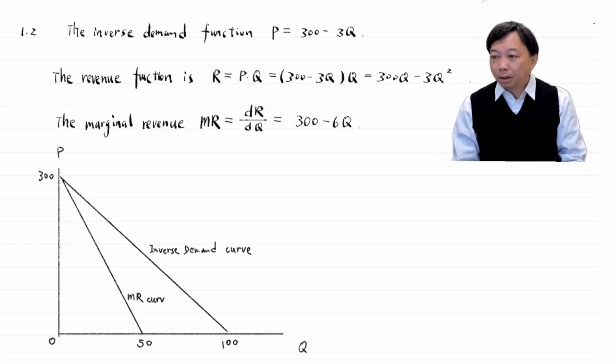The inverse demand curve hits the quantity axis at 100, and the marginal revenue curve hits the quantity axis at 50. We find them by setting the price to 0 in the demand function and setting the marginal revenue to 0 in the marginal revenue function. Facing a linear inverse demand curve, the firm has a linear marginal revenue curve with a slope twice the slope of the inverse demand curve.